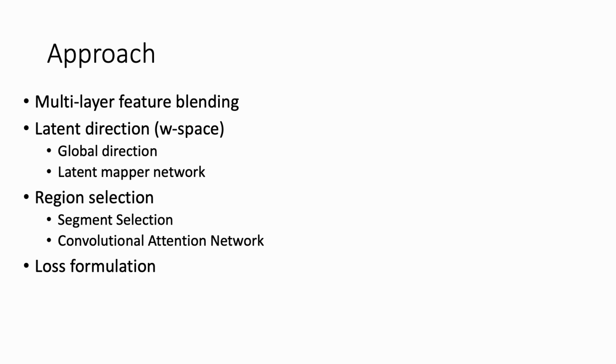We demonstrate a total of 4 variants of our method, resulting from 2 different ways of learning latent direction in line with previous works, and 2 different ways of region selection. We first present the blending strategy, followed by the region selection strategies. Finally, we present the loss formulation used in our approach.